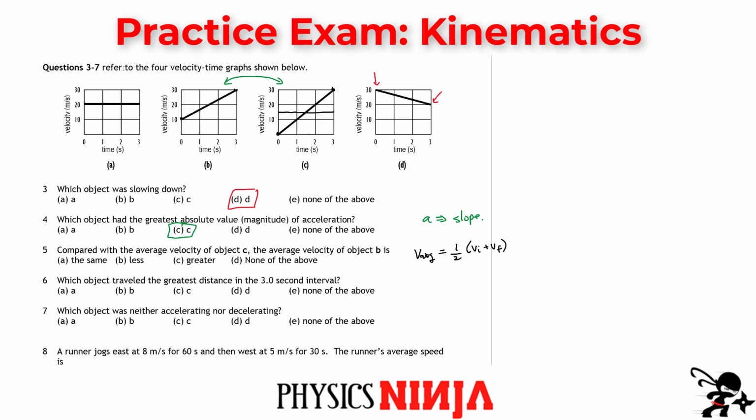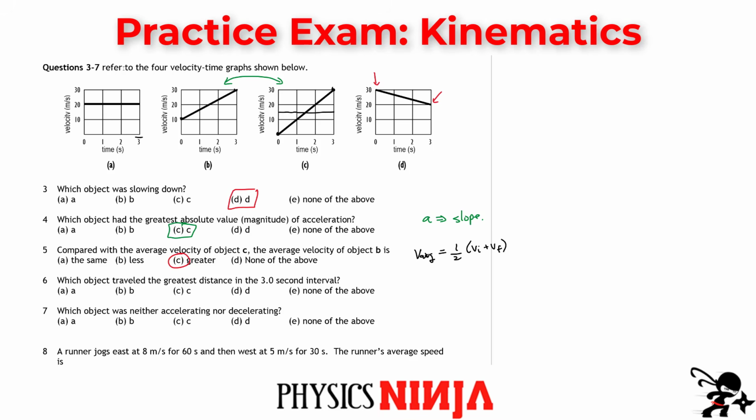Okay, so the average velocity of B should be greater. So C should be the correct answer for number 5. All right, let's keep going. Number 6. Which object traveled the greatest distance in the 3-second time interval?